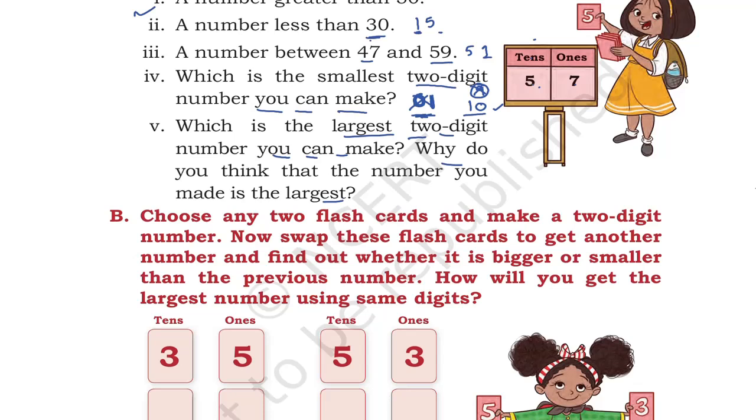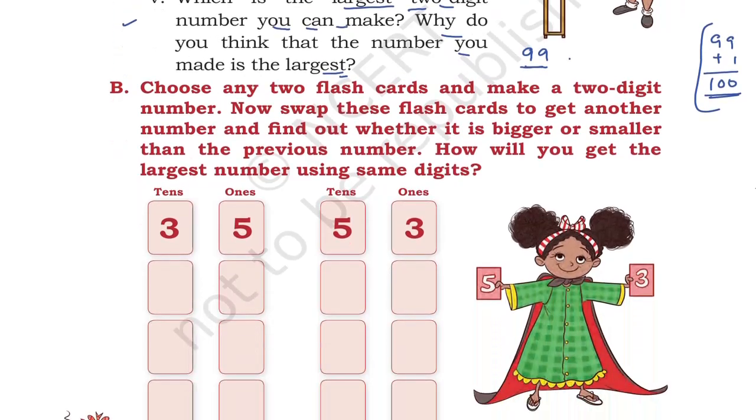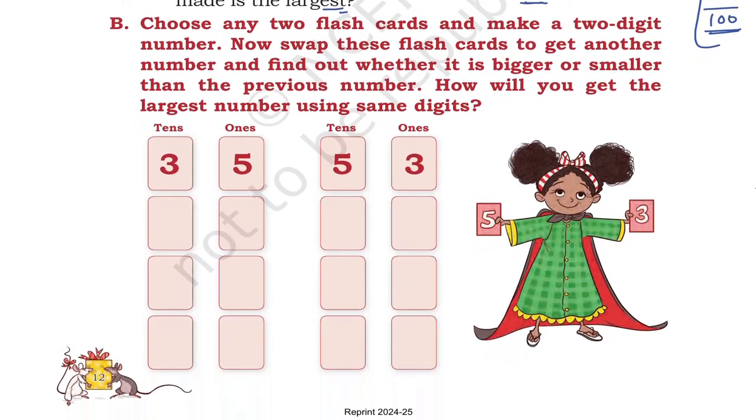So the number one less than 100 will make it the largest two digit number. That number is 99. And why do we think that this number made it the largest two digit number? Simply because if we add 1 to 99, it is going to make 100, and 100 is a three digit number. I hope you really enjoyed these two questions. These were really, really good questions. Okay, now let us see what we have here.